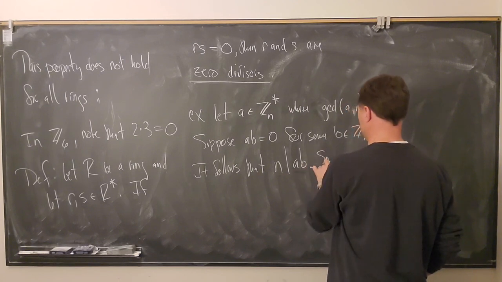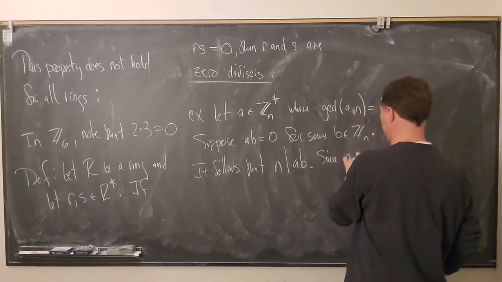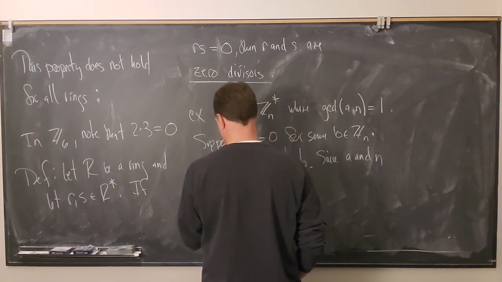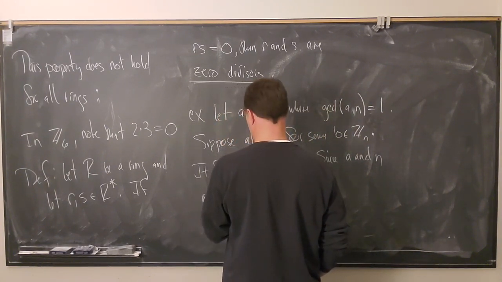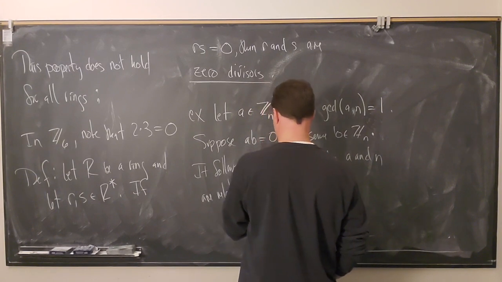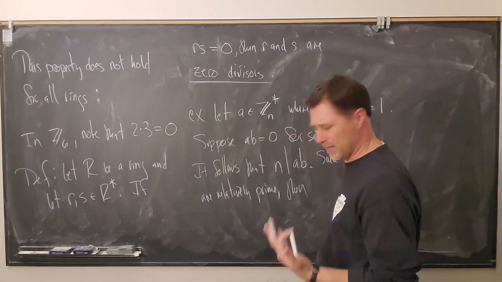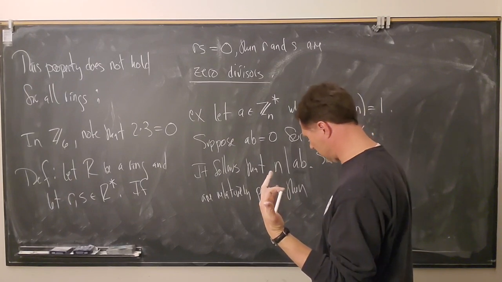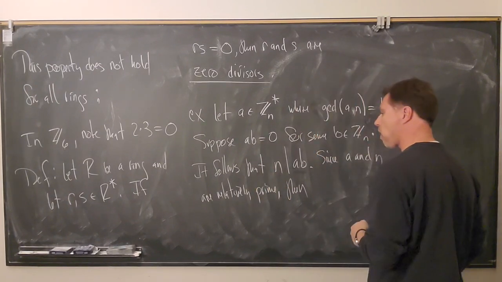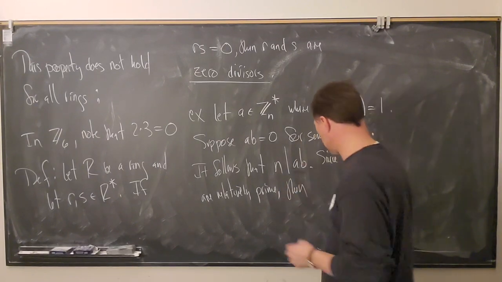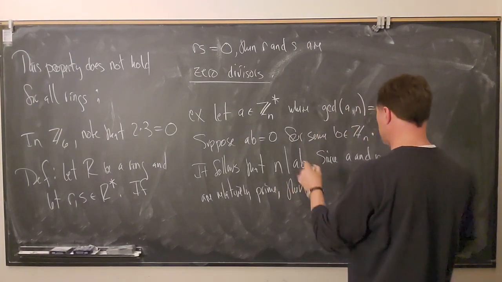Right? So since A and n are relatively prime, then what's that called? I want to say it's called Euclid's lemma. Why is the name escaping me right now? I want to say Euclid's lemma. But anyways, it's a fact.